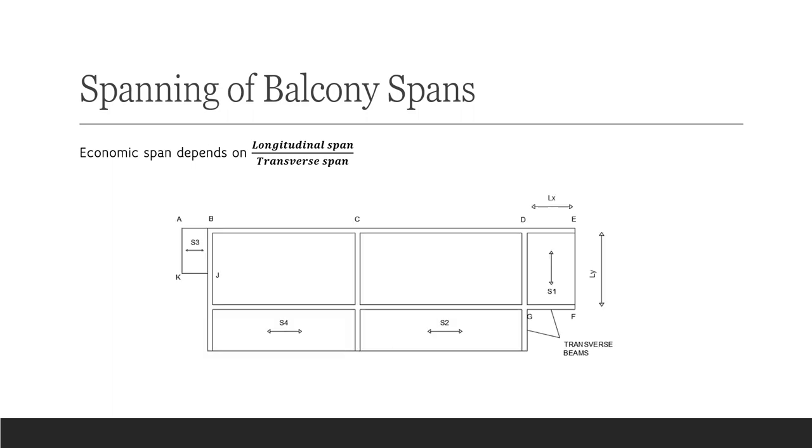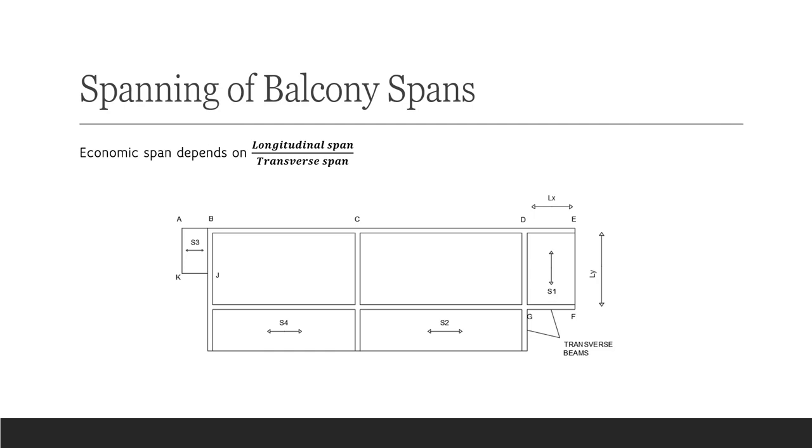For isolated single balcony S1, if transverse beams are available at ends and the ratio is less than 2, then it will be economical to design the slab as simply supported, spanning longitudinally across the transverse end beams instead of cantilever slab. If the width of balcony is larger and the transverse beams DE and FG are available at ends, even longitudinal beam EF can be provided along the free edge below the parapet wall, and slab S1 could be made to span across the floor beam DG.